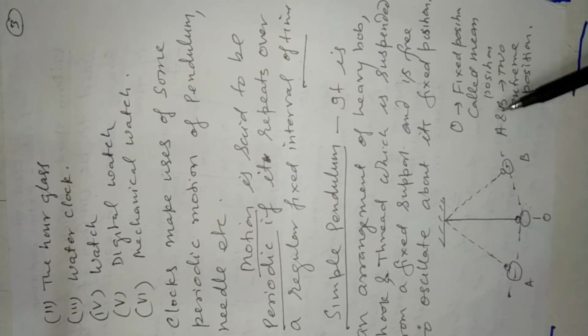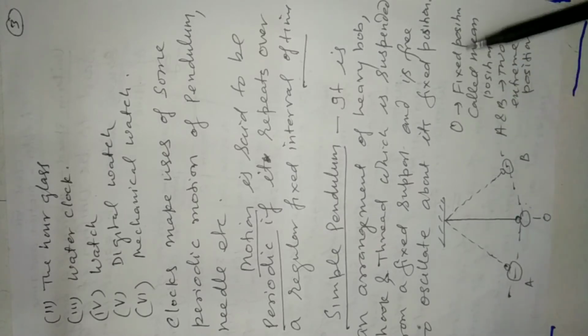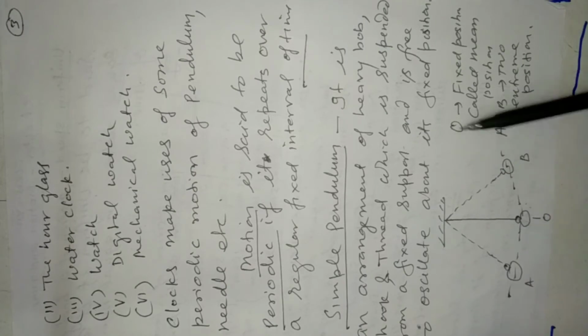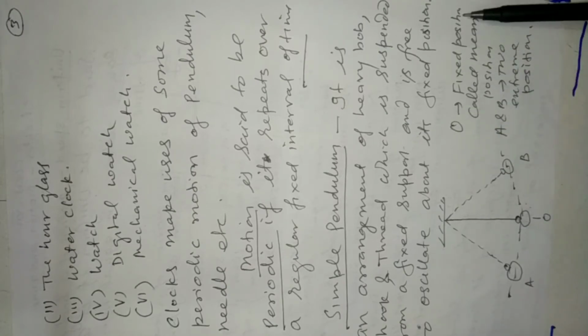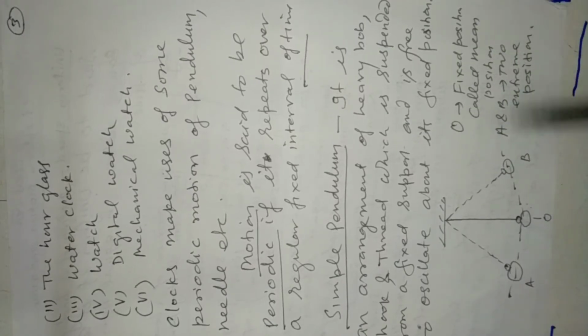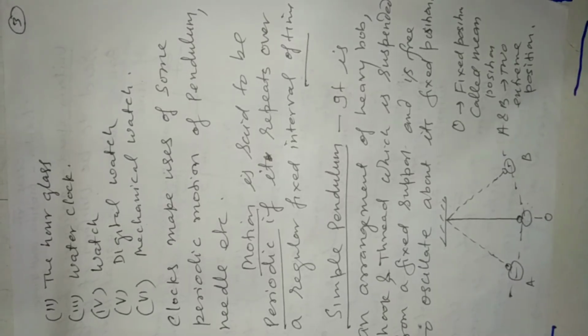It can move to and fro. It will go to A, then O, then B, and then again repeat, come back to O and then A. So O is, when it is at rest, it will be at rest at this position. So O point is called the fixed position, called the mean position. A and B are two extreme positions.